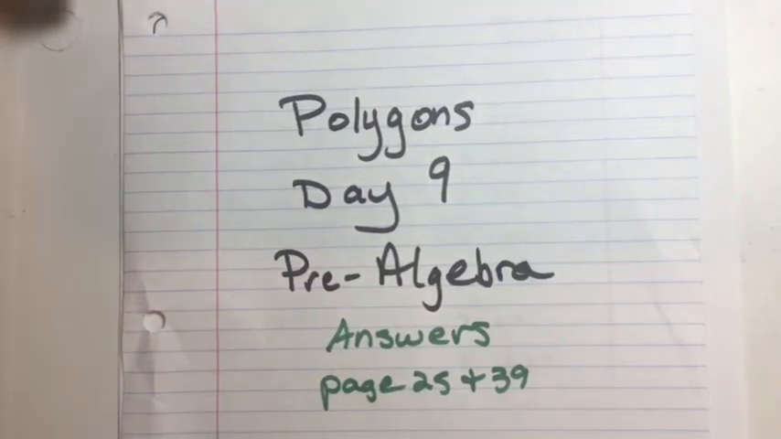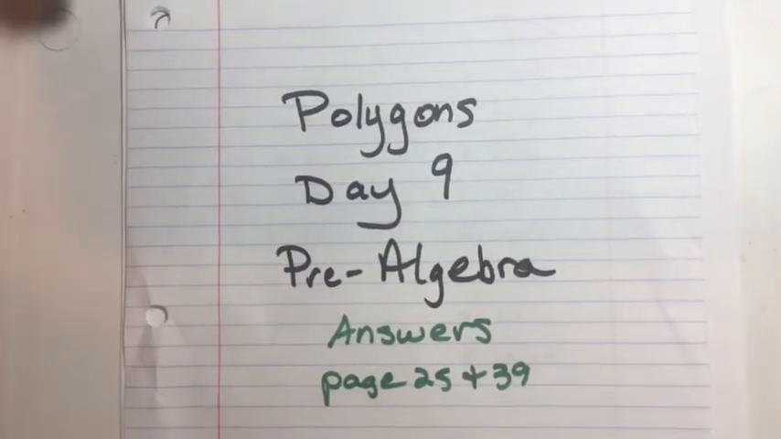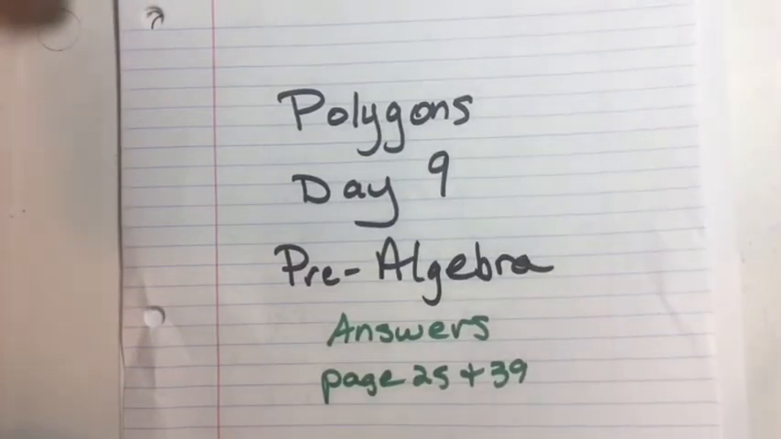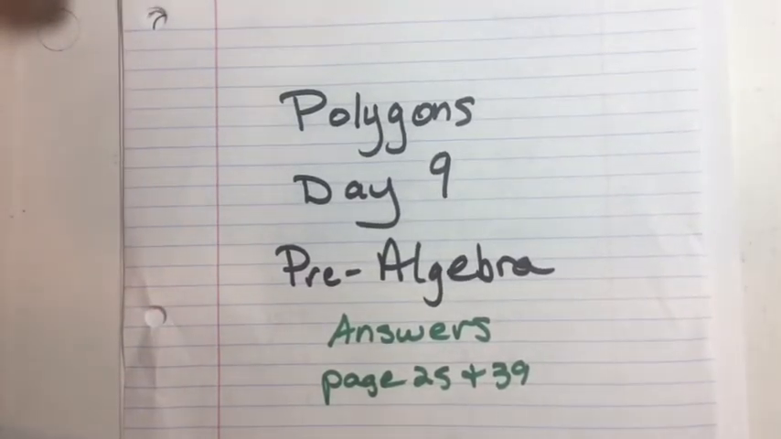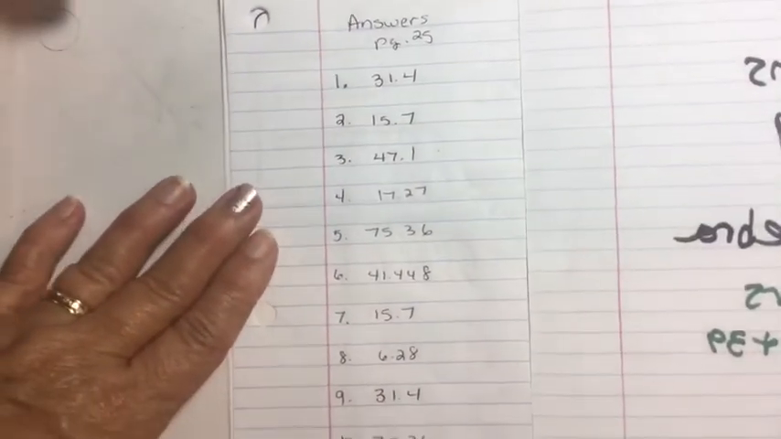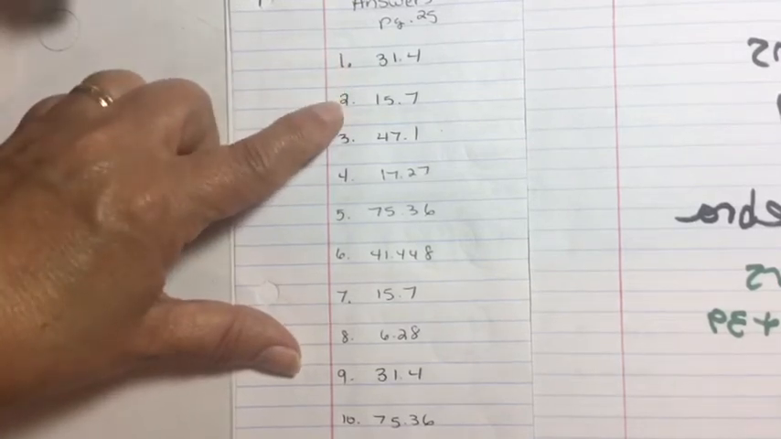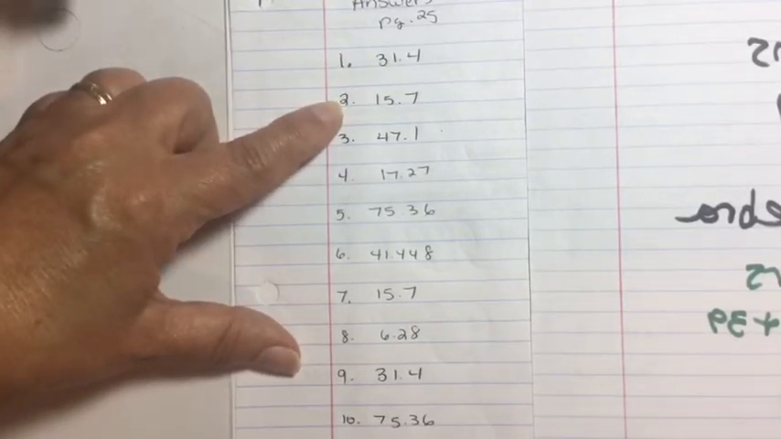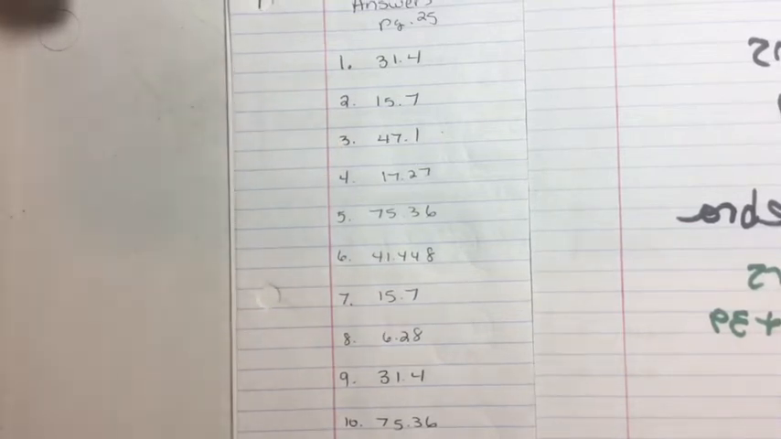Okay, you should be ready to go over the answers to these two workbook pages. I think what I'll do this time is give you the answers first and let you check them, and that way you can fast forward through the rest of the video and just focus on the ones that you need help on. All right, so for the first page, 25, number 1, 31.4, number 2, 15.7, number 3, 47.1. Now, they didn't really say what to round to on these problems, so on any of them, if you have a slightly different answer, it's probably okay.